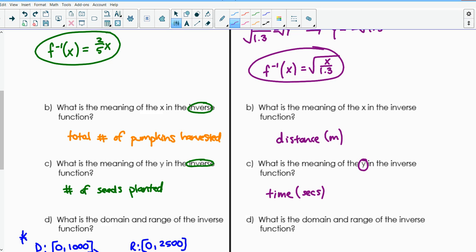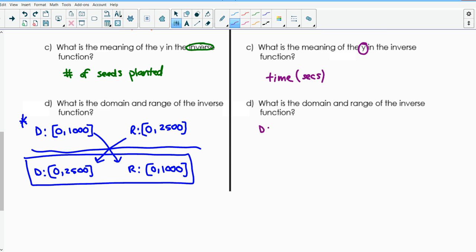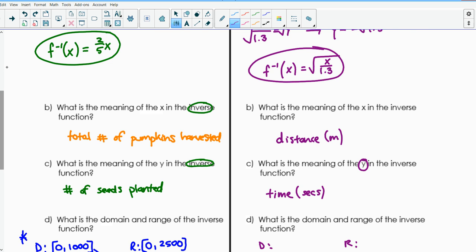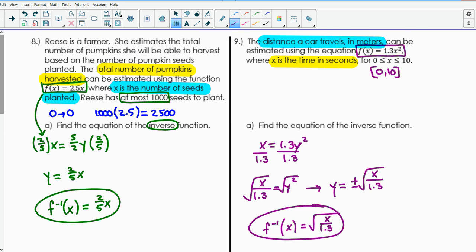What is the domain and range of the inverse function? Again, I would figure out what the domain and range is of your original function. It's a lot easier. Well, in my original problem, it said that x is the time in seconds, and it has to be from 0 to 10. So that is my domain. So 0 to 10.